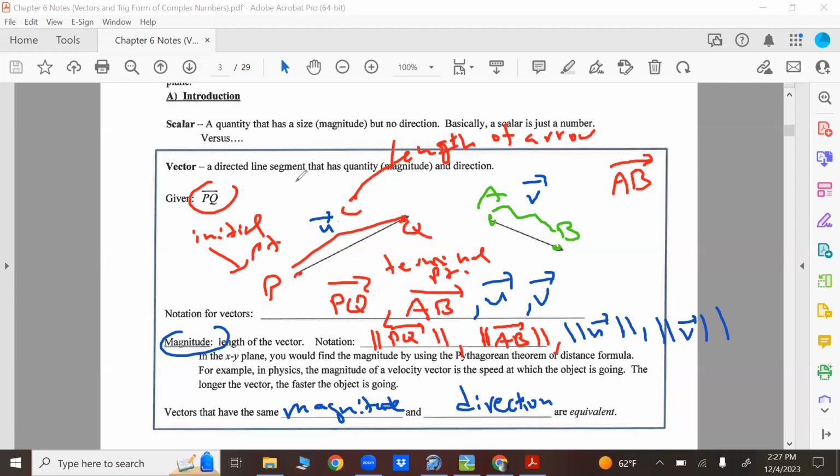Okay, so that's just kind of the basics. Don't overthink it. Just make sure you're comfortable with notation. Questions at all? We're good? Okay. So let's move on to example one.